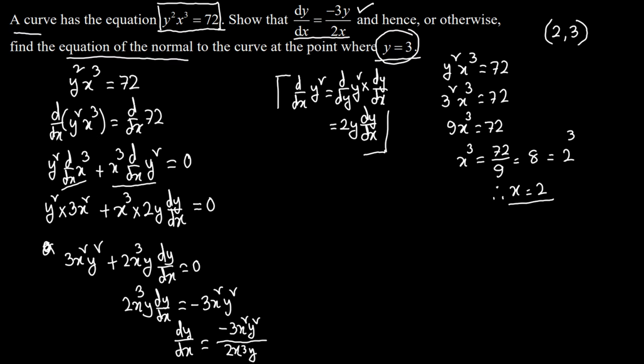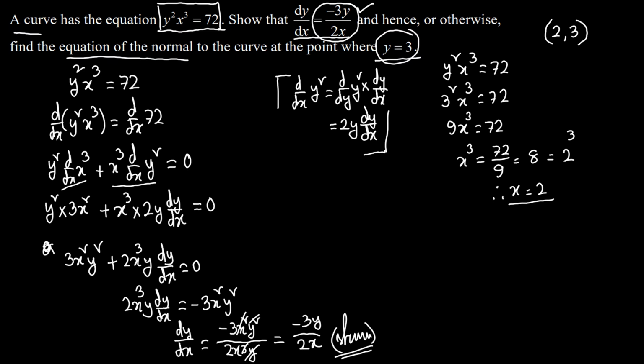Now cut out the values. We can cut out one y from here, and there is 2x³ below, so x² cancels, leaving one x. So on the top remaining is minus 3y, and on the bottom we get 2x. That is what they are asking us to show: dy/dx = minus 3y/2x. On the top it is written there, so you can write here: shown. This is the first part of the question.